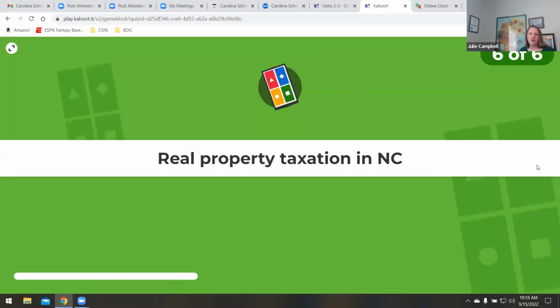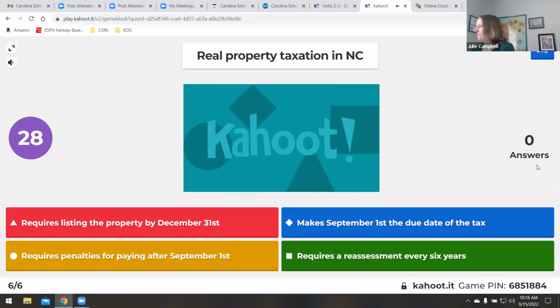And I think our last one, real property taxation in North Carolina.